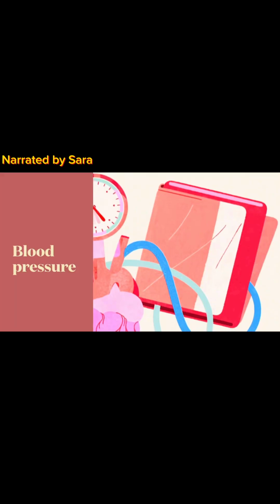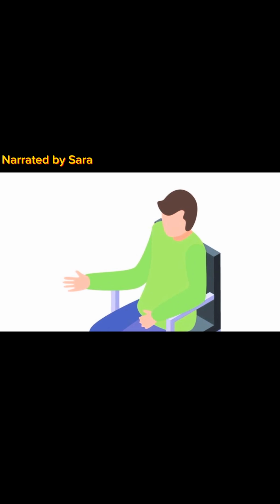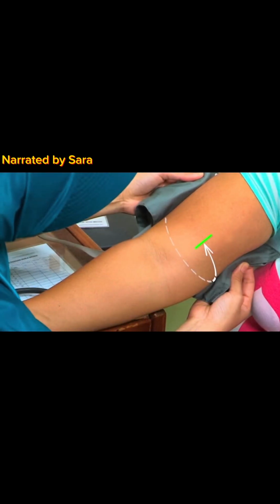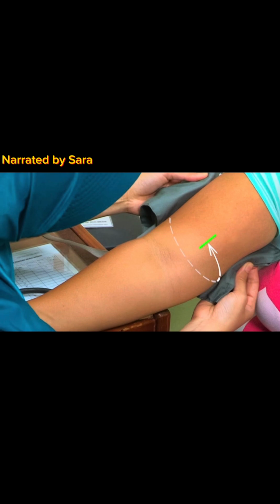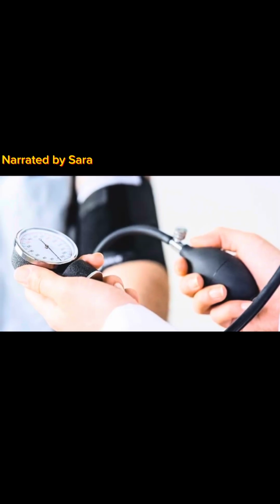Blood pressure. First, position the person by having them sit with their arm relaxed. Then, place the cuff around the upper arm. Place the stethoscope on the brachial artery. Pump the cuff to around 30 mmHg above the expected pressure and slowly release.